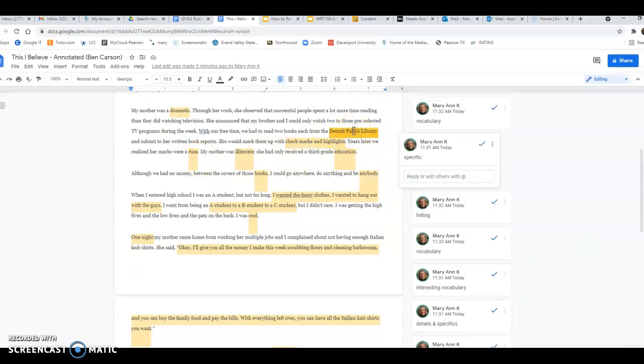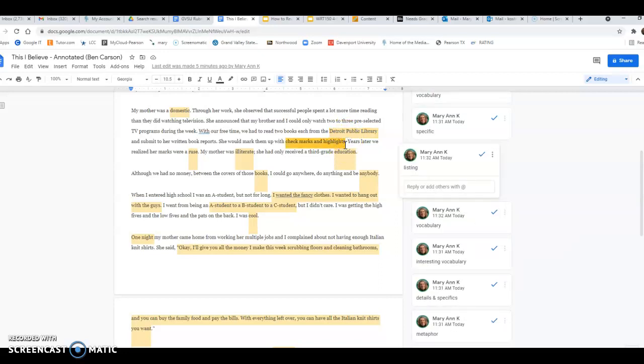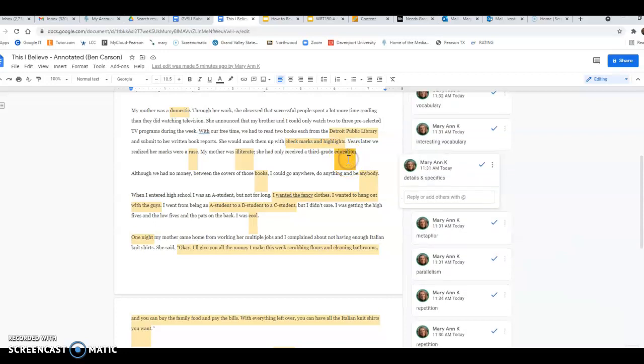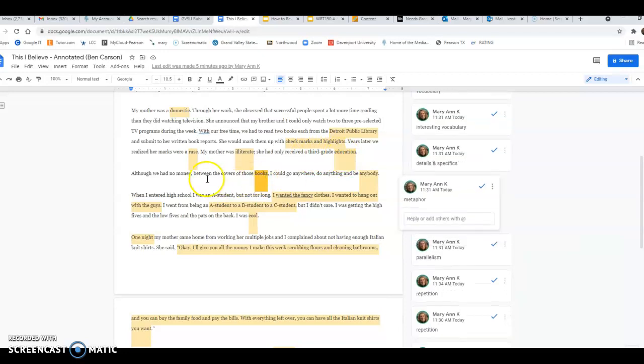Detroit Public Library. In your essay, you should have specifics. Check marks and highlights is listing, and it's a visual. We're seeing his mother make check marks, highlight his essays, his writing. Third grade education, again, third grade education. That was a specific. Between the covers of those books, that's a metaphor.